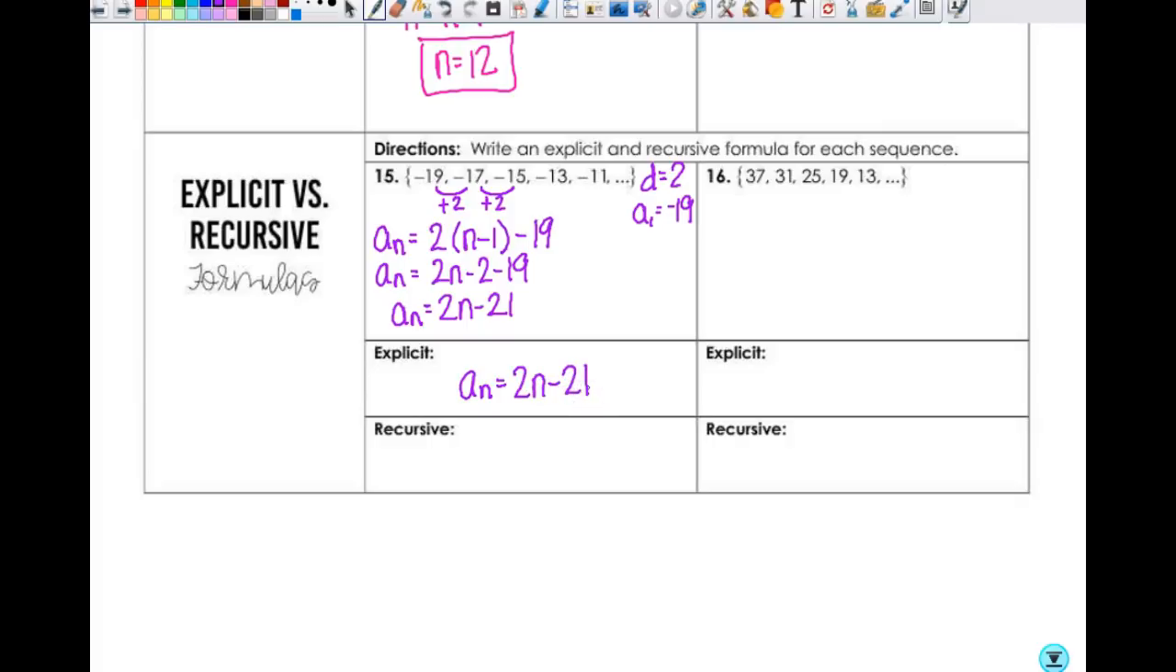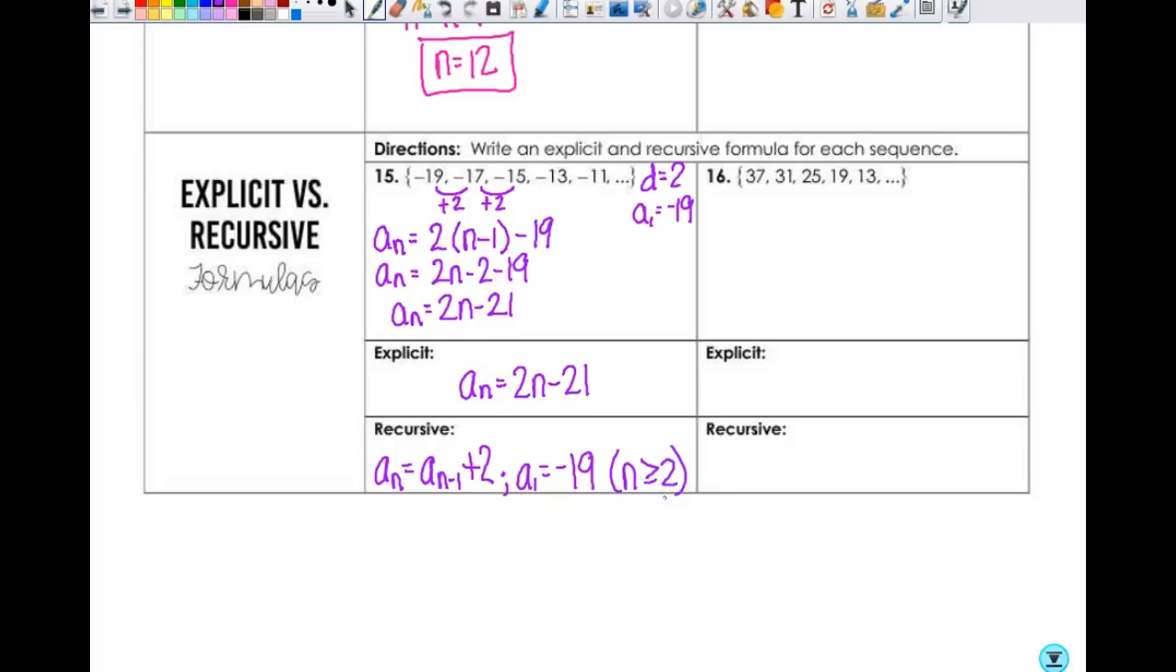Recursive is the one where you just basically explain the pattern. You're adding 2 every time. So AN has to be the term before it, AN minus 1, plus 2. I have to state what A1 is. I have to have a starting point. It's negative 19. And then N has to be greater than or equal to 2.